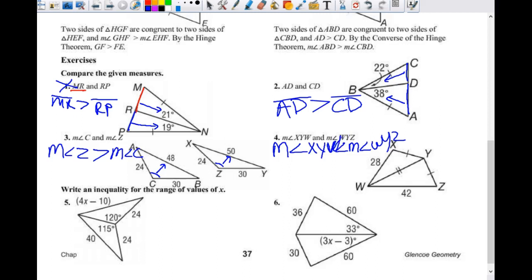Okay, let's look at this. We have XYW, which is across from 28. And we have YZ, which is across from 42. So 42 is larger than 28.